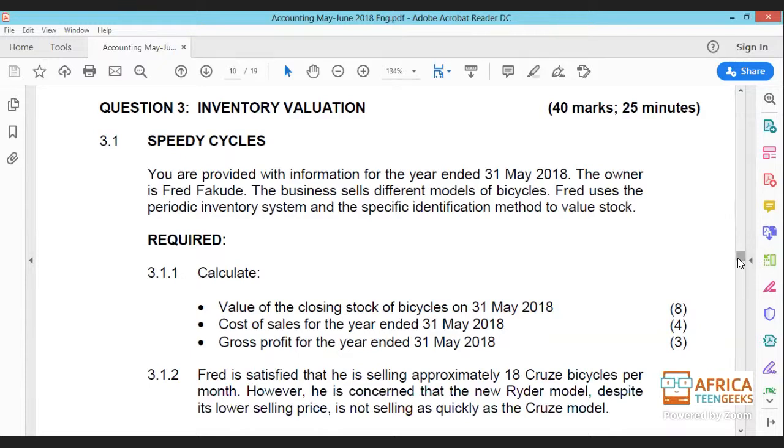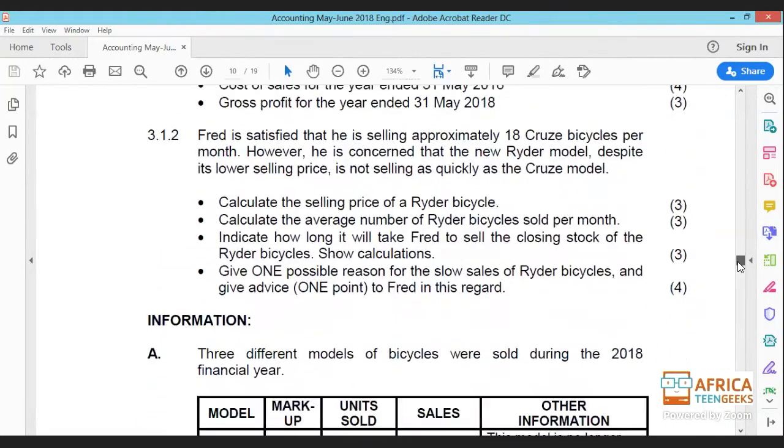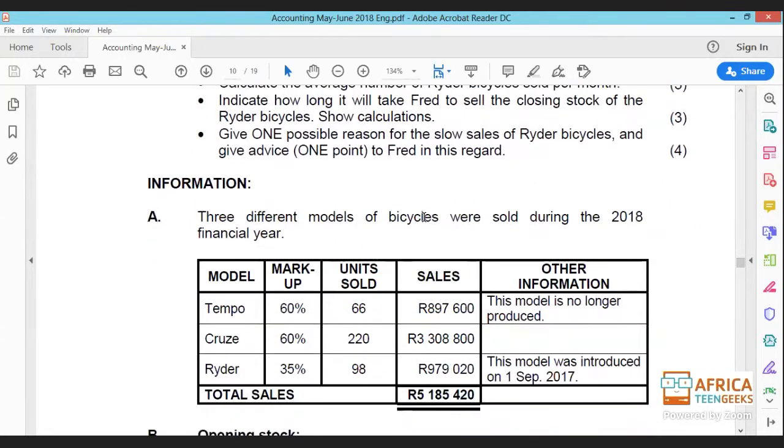the specific identification method. If we look at our information, it says 3 different models of bicycles were sold during the year. So we've got Tempo, Cruise, and Rider. The markup was 60%, 60%, 35%. The units sold were 66 for Tempo, 220 for Cruise, and 98 for Rider. These were the sales, and they are telling us that this model is no longer produced. The Tempo model was introduced on 1st September 2017.